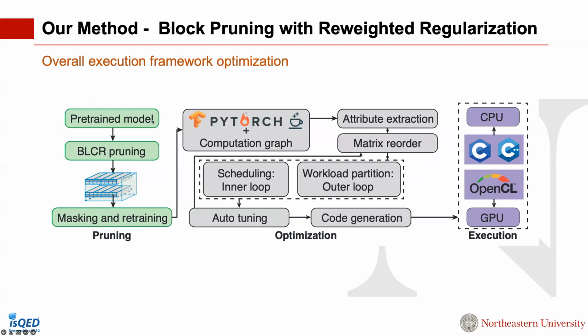To get real acceleration, we use the compiler code generation technique to bridge the gap. What we do is extract and use the known pattern distribution to do the computation optimization and generate the execution code that can be directly run on the devices. With the unique spatial property of the block-based sparsity, we propose a novel matrix reorder technique to maximize the performance.